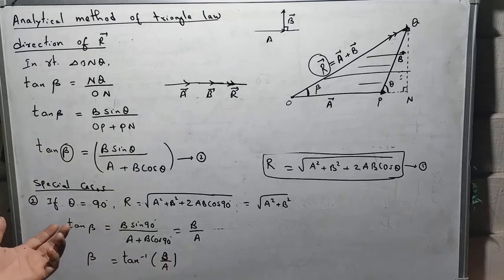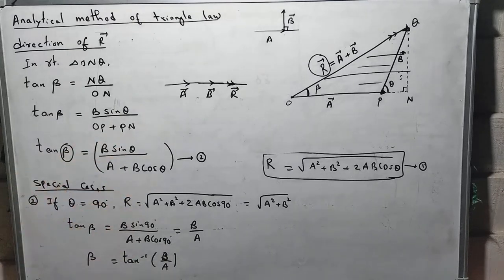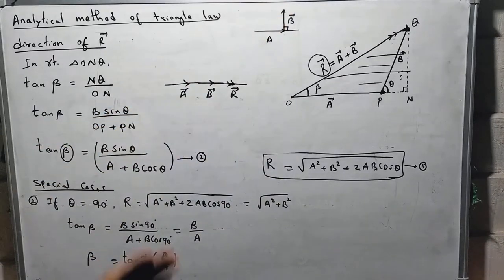So in this case, when the two vectors are perpendicular to each other, the direction of the resultant vector can be found by knowing the magnitude of the two vectors. If you know how much is the length of this vector A and B, then you can find the direction of the resultant vector R. Okay.